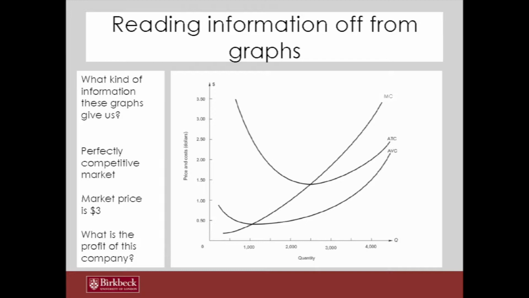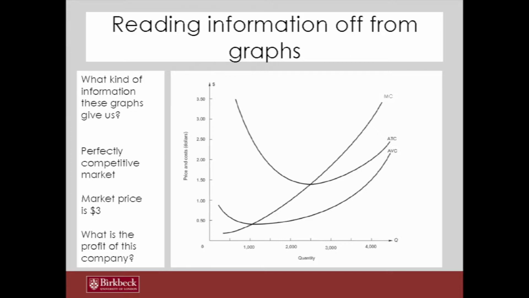Now, if you look at the axes, what we can say is in the horizontal axis, we can see the quantity, and the quantity is measured in thousands, 1,000, 2,000, 3,000, 4,000. On the vertical axis, however, we can see the price and cost in dollars, and that is going up by 50 cents. So 50 cents, $1, $1.50, $2, and the rest of it. And also you can spot that there are 3 different curves in there.